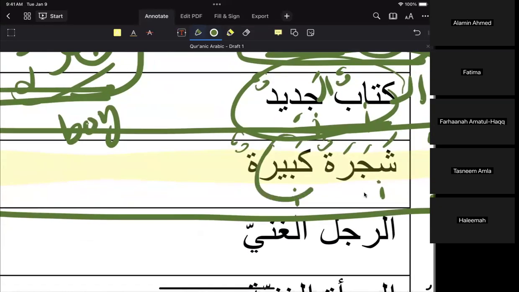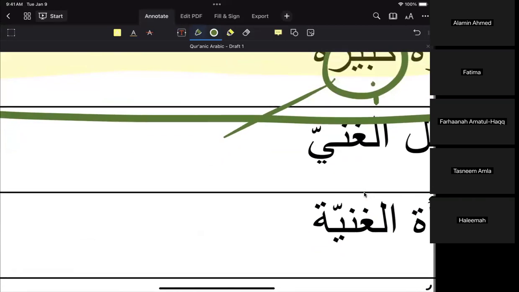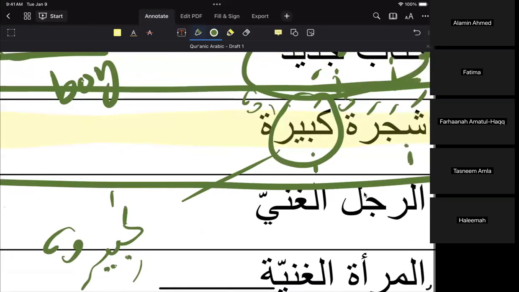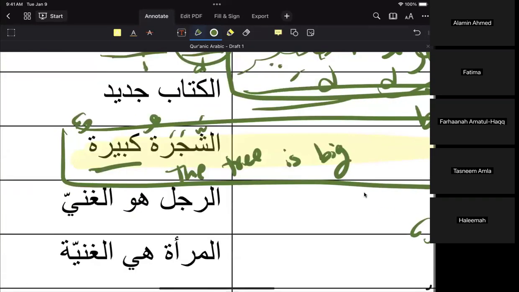The word is kabir. How do you say big? When you want to find how to say big in the dictionary, it will not say kabira. It will say kabir. Kabirun. That's the word for big. But we have ta marbuta here. Okay, same thing when we described here, we also have ta marbuta here.